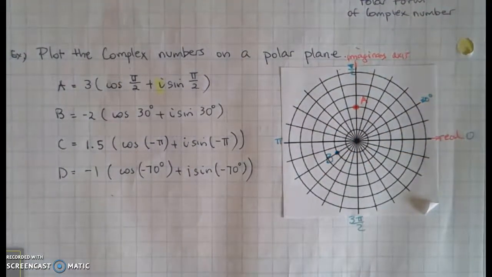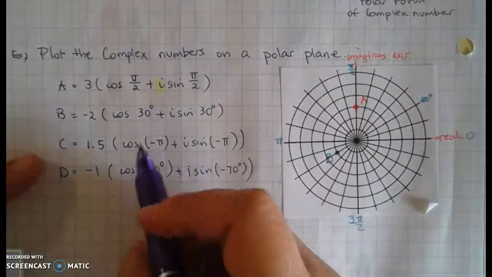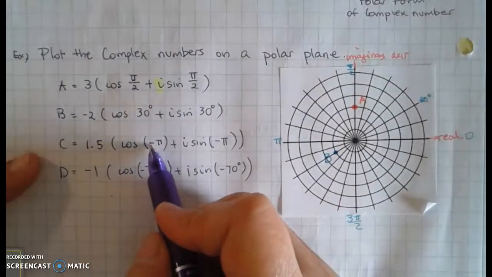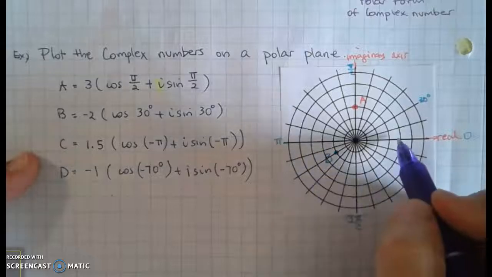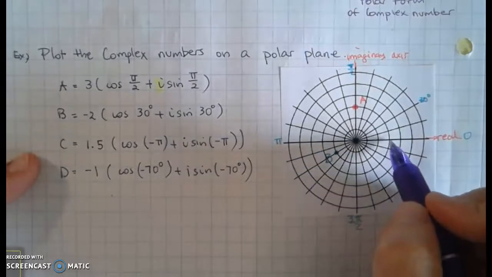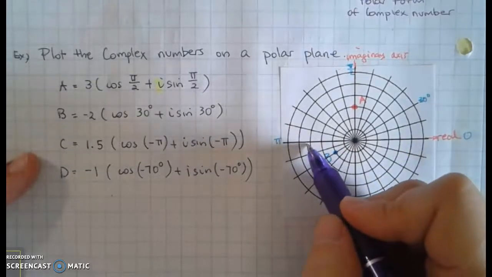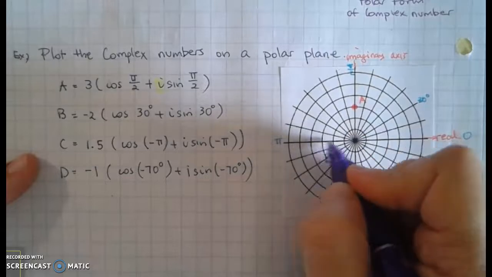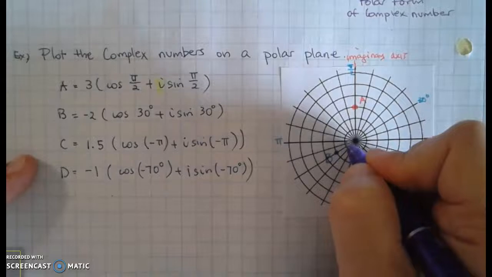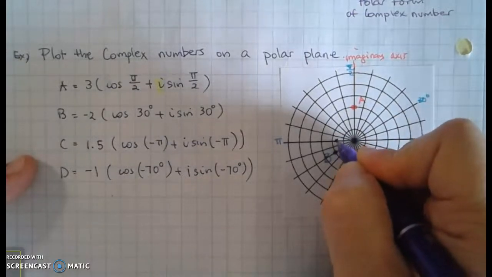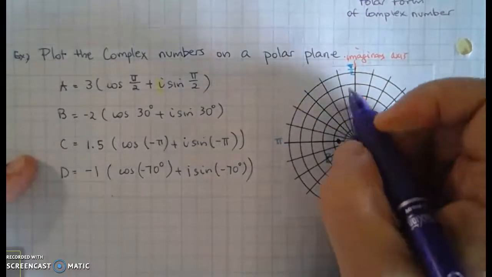Then point C, angle measure is -pi. Negative angle means we're measuring in this direction. Pi is half a circle, so we are along this. Positive pi and negative pi are actually the same thing. And the radius is 1.5, so this is 1.5 right there. That's going to be my point C.